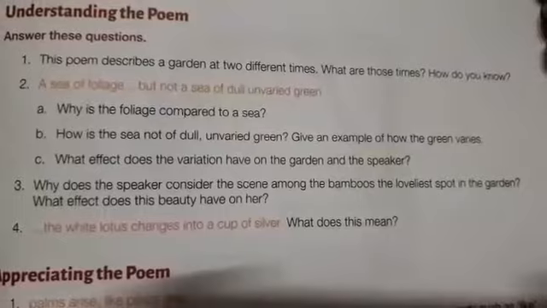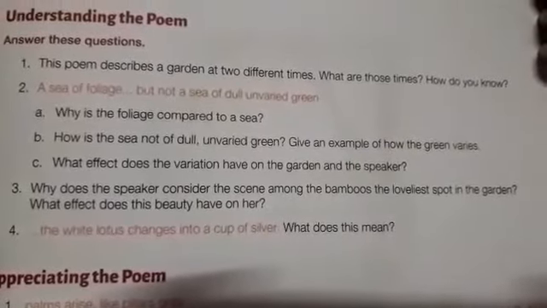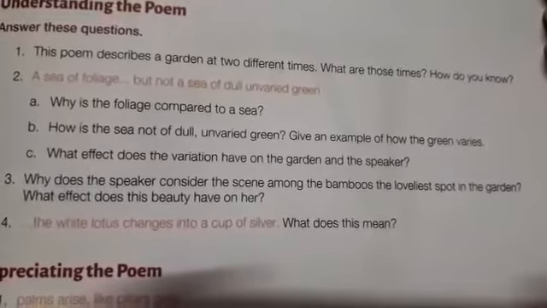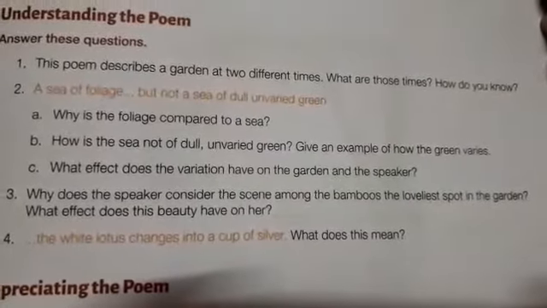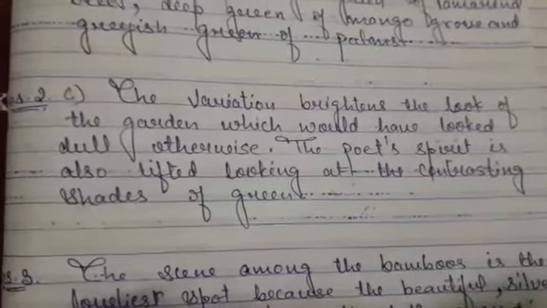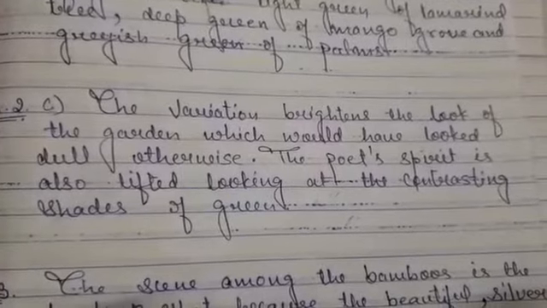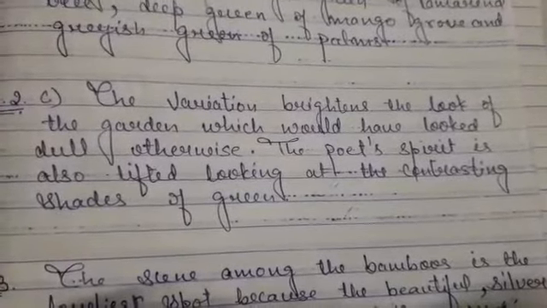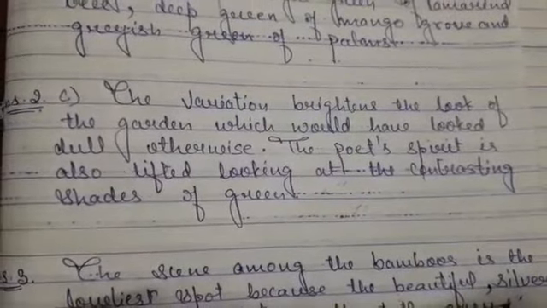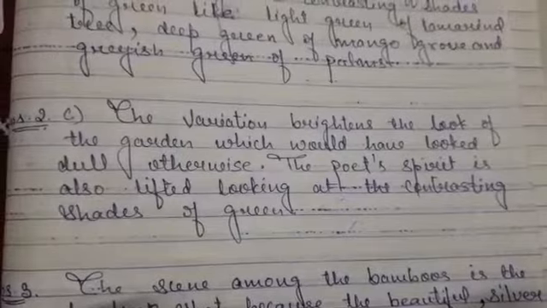Now the third question of the same extract is, what effect does the variation have on the garden and the speaker? So the answer is, the variation brightens the look of the garden, which would have looked dull otherwise. The poet's spirit is also lifted looking at the contrasting shades of green.